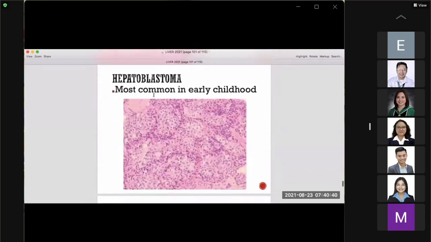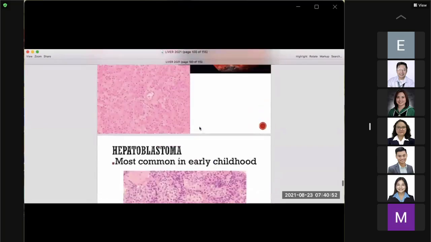Hepatoblastoma is the most common tumor found in early childhood. So you get to see larger cells like this one, as compared to these seemingly normal-looking liver cells.